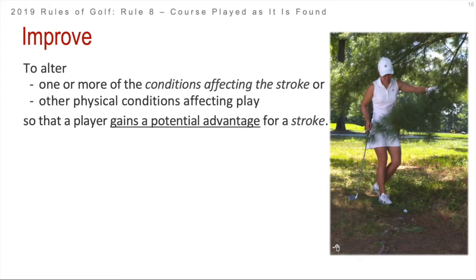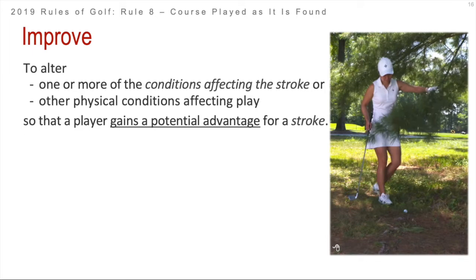So I'm going to show a couple of videos. In the first one, it's going to be very obvious where the player holds a single branch back so that it is no longer right in her backswing. That is definitely gaining a potential advantage. The second video, even though it definitely looks way worse, is actually a little bit harder for a rules official to determine whether the player has gained a potential advantage, because there's so much stuff there, and you have to determine whether you think they actually cleared out enough room, so to speak, to where they actually did gain an advantage compared to when the ball first came to rest.